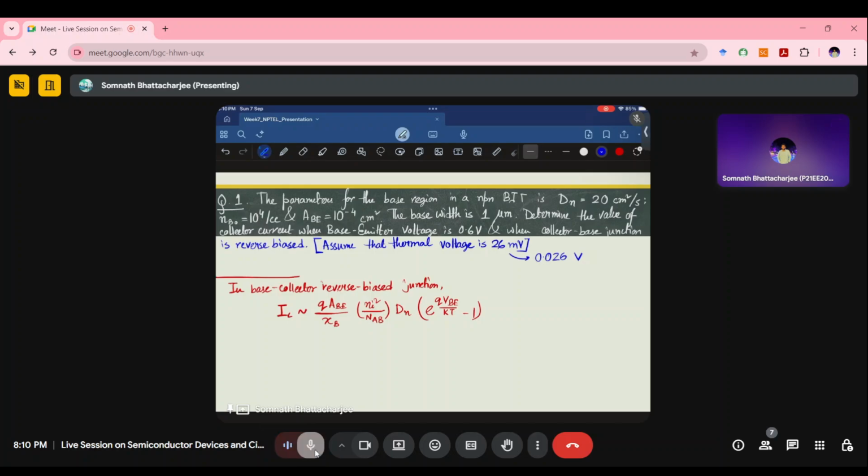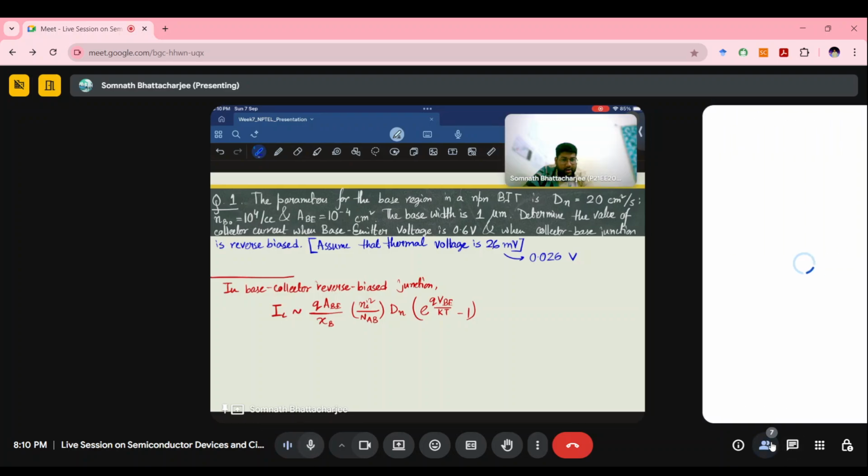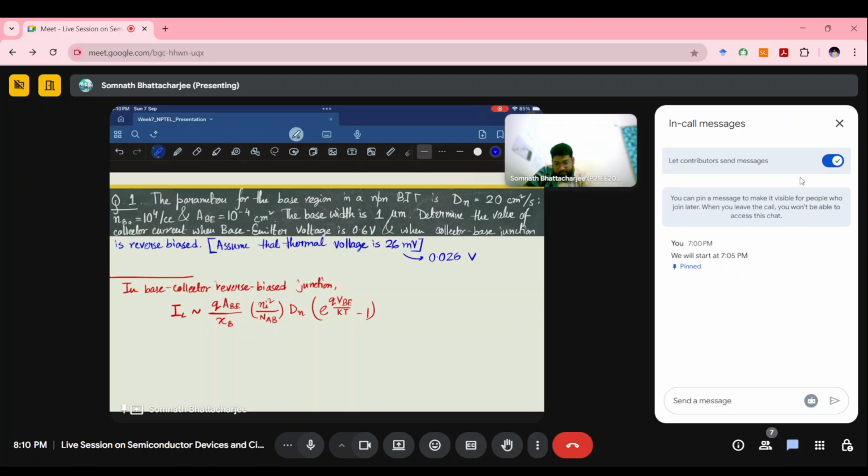So has anyone got the answer? All the values are given here already. So I'm just putting the values here. Let's start with Q, that is 1.6 into 10 to the power minus 19.